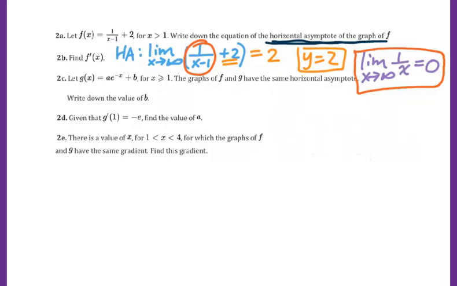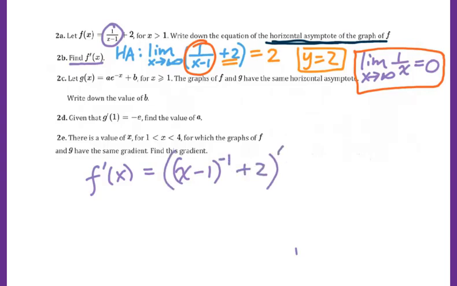For 2b, find the derivative of f(x). For the derivative of f(x), I will change 1 over x minus 1 into power form. So we get (x minus 1) to the negative first power plus 2. Then we do the derivative. We have to use the power rule, so drop down negative 1 times (x minus 1) to the power of negative 1 minus 1, which is negative 2.